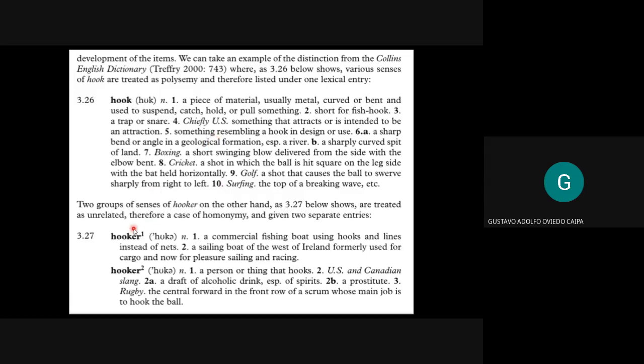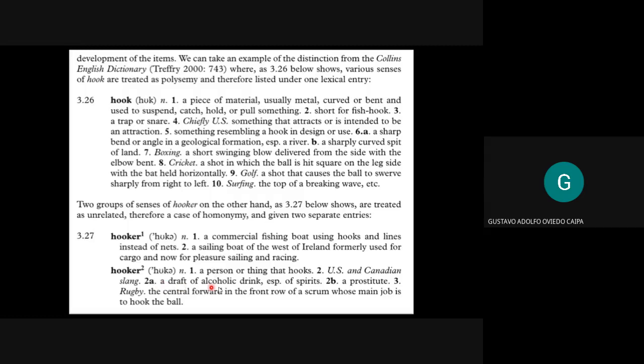All right. And this other entry, hooker, is unrelated in this case: hooker 1 and hooker 2. As you can see, hooker 1 is a different lexeme from hooker 2 because the dictionary experts judged that the meanings of these two words are too far away to be considered the same lexeme. So in hooker 1, a commercial fishing boat using hooks and lines instead of nets. Number 2, a sailing boat of the west of Ireland, formerly used for cargo and now for pleasure sailing and racing. And hooker 2 talks about a person or thing that hooks in US and Canadian slang.